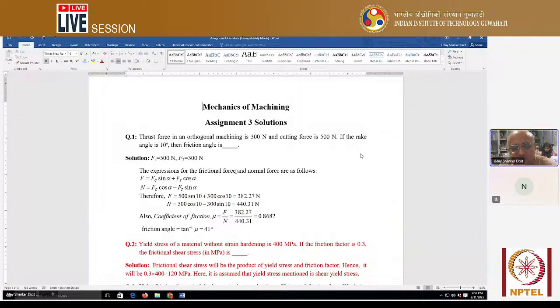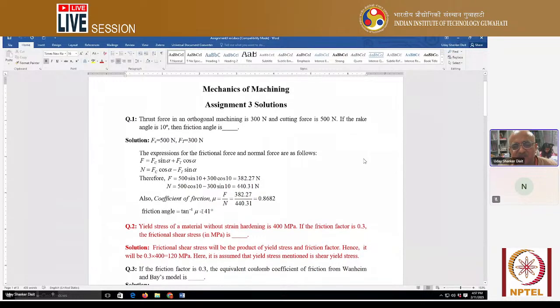So friction force is related to cutting and thrust force in this manner. This is also a relation you can find from Merchant. F is equal to FC sin alpha plus FT cos alpha, and N is equal to FC cos alpha minus FT sin alpha. Then you calculate F and N. Then the coefficient of friction will be F by N. The friction angle will be tan inverse of mu, because tan of the friction angle is equal to mu. So tan inverse mu is equal to 41 degree.